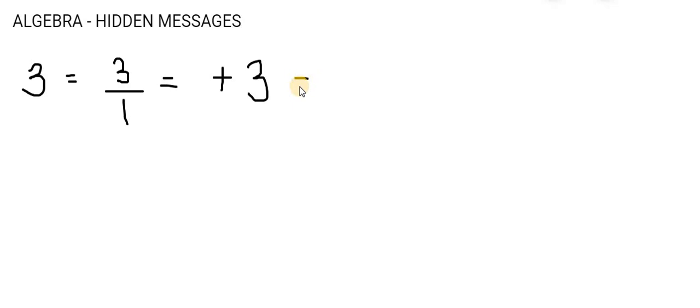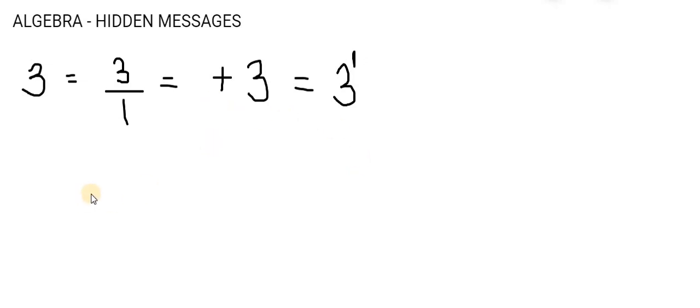Okay, so for numbers, if I say 3, it's assumed that you know that this can be written as 3 over 1. It's also assumed that you know that there's also a plus in front of the 3. Okay, and it's also assumed that you know that it can be 3 to the power of 1. Okay, we'll get to that when we deal with indices more.